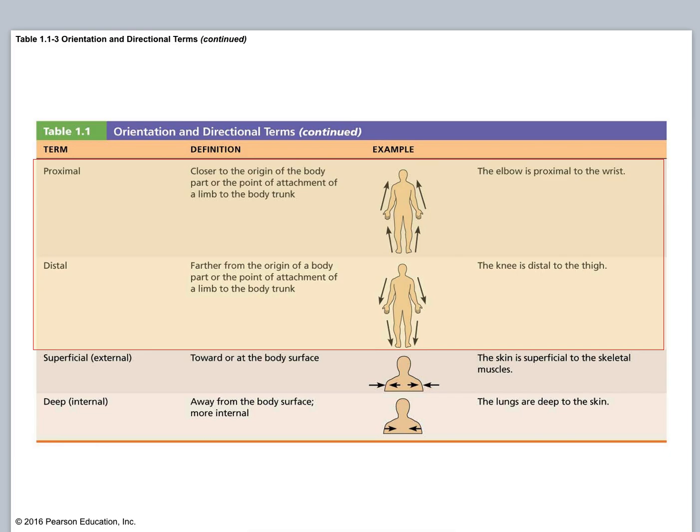Another two terms are proximal and distal. This tends to refer to the position in the extremities, the arms and legs. Proximal is closer to the origin of the body, or the part where the limb is attached to the body. Distal is away from the attachment to the body. So, for example, the elbow is proximal to the wrist. The wrist is distal to the elbow. The knee is distal to the thigh. The hip is proximal to the ankle. Those are some examples of how to use proximal and distal correctly.